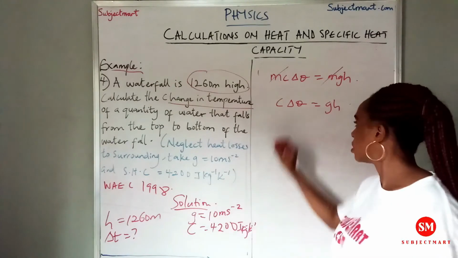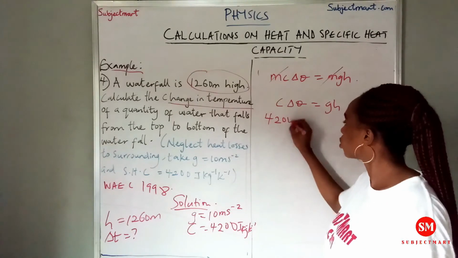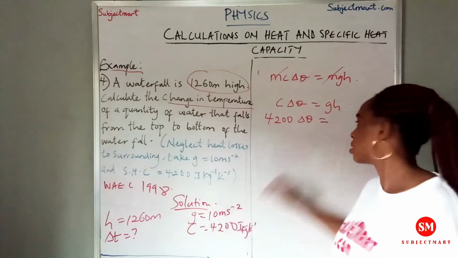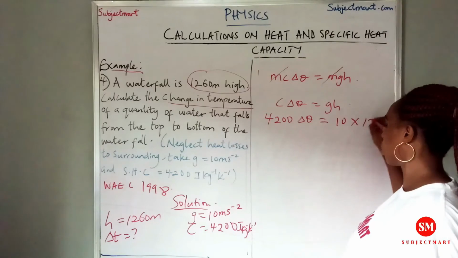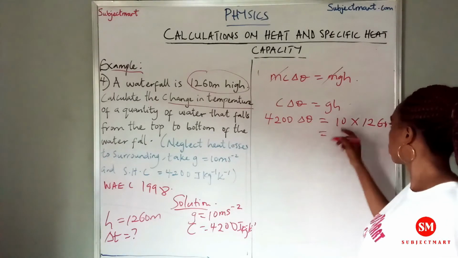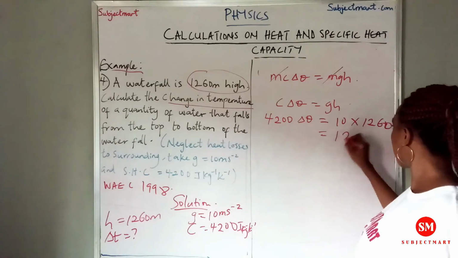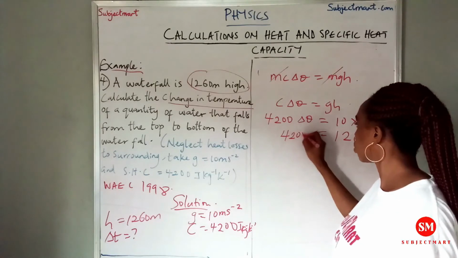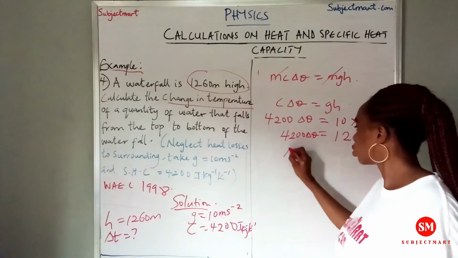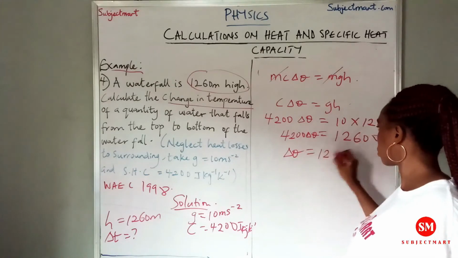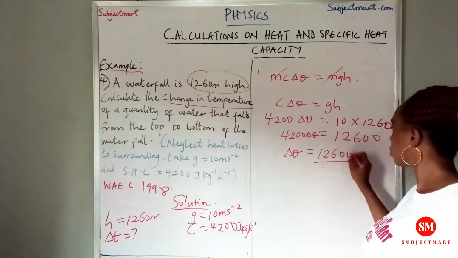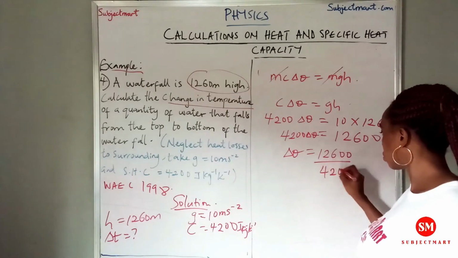My change in theta, I don't know. My c is 4,200. Change in theta is equals to g. g is 10. h is 1,260. So I have 12,600. This is 4,200 change in theta. So change in theta now is 12,600 over 4,200.